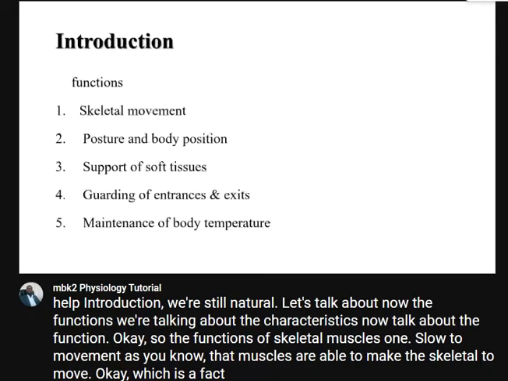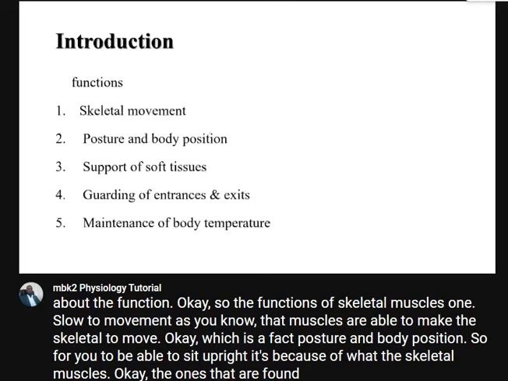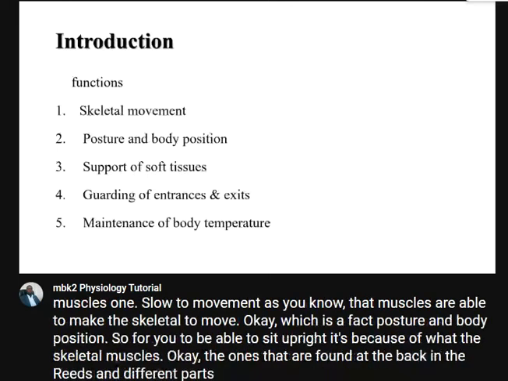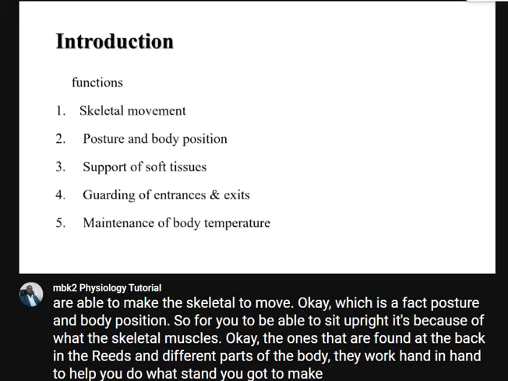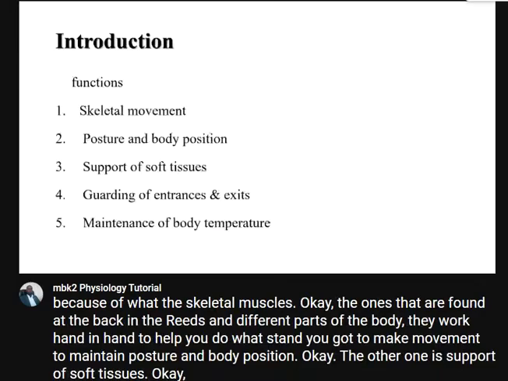Posture and body position. For you to be able to sit upright, it's because of what? The skeletal muscles, the ones found at the back, in the ribs, and different parts of the body. They work hand in hand to help you stand, make movement, and maintain posture and body position. The other one is support of soft tissues. They are able to protect soft tissues and offer support.